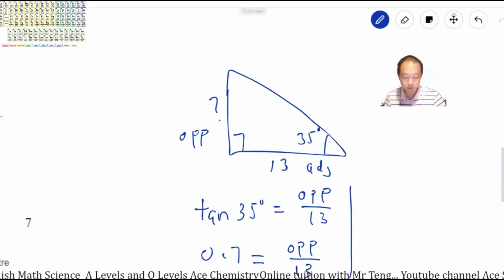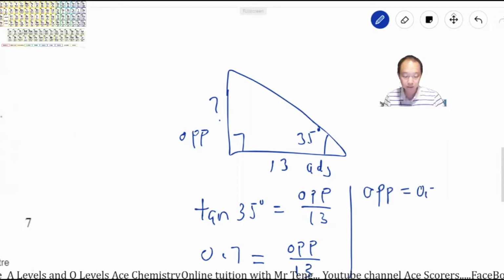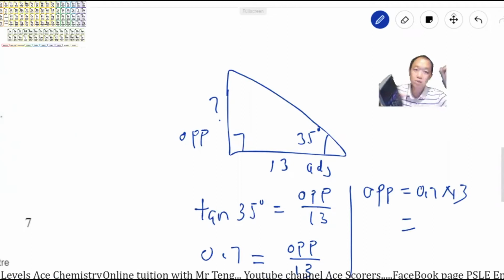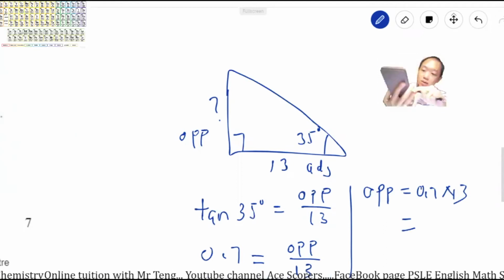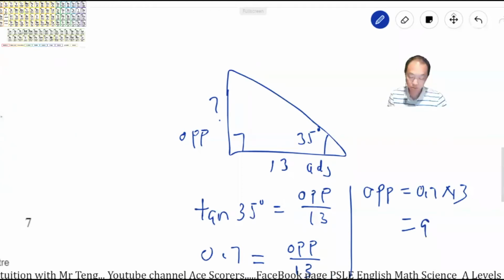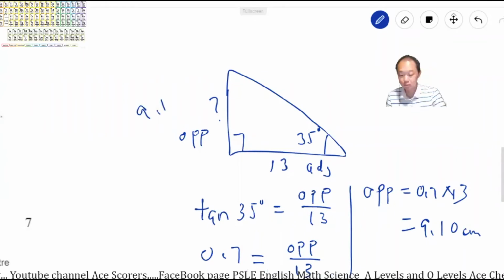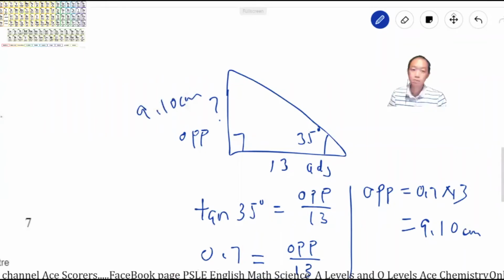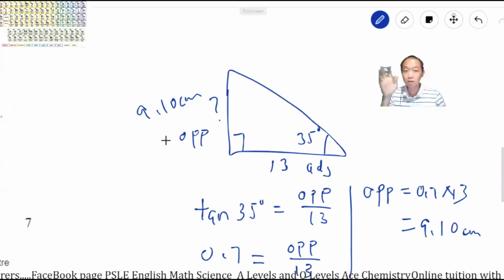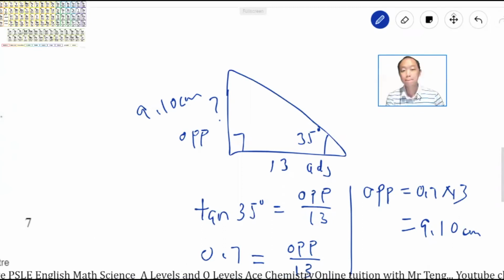So if I want to find opposite, what do I do? I gotta take 0.7 times 13. Which in my calculator, I didn't change a single thing. I'm just gonna times 13. So I get 9.10 cm. Okay, so I get this 9.10 centimeter. Simple?